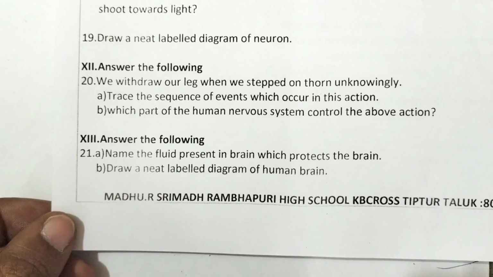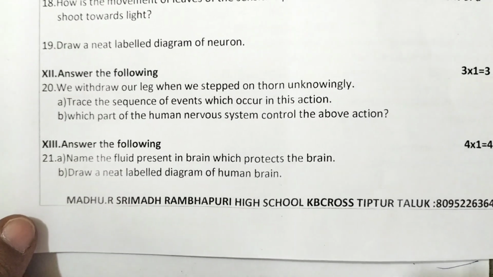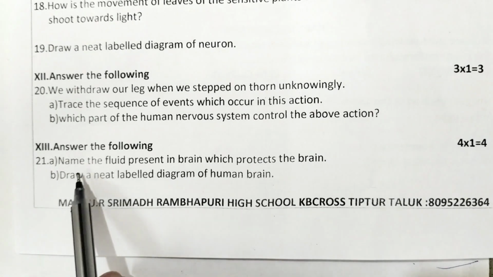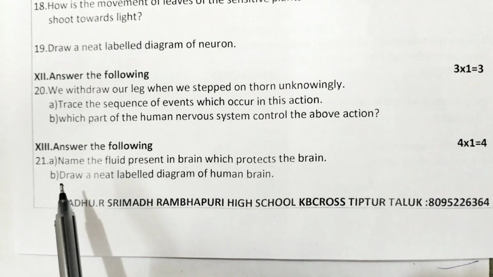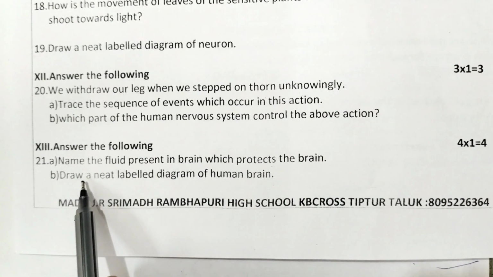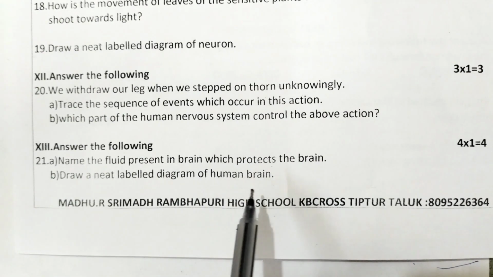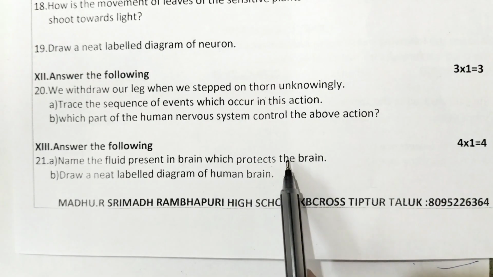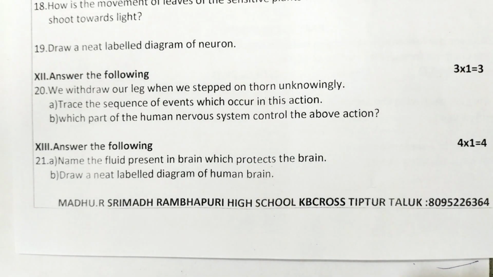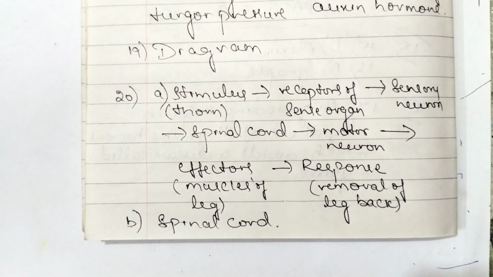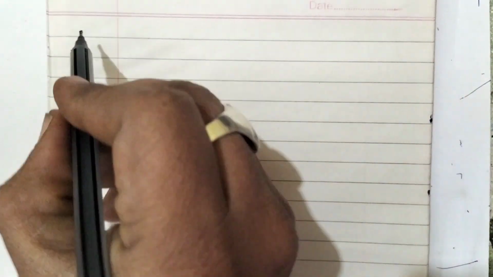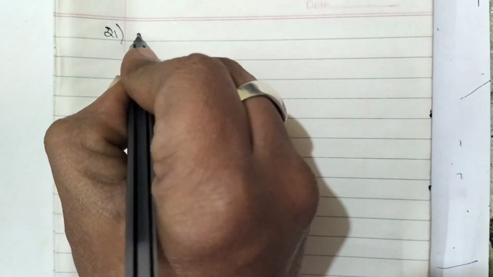Now let us move to the 21st question. The 21st question is, name the fluid present in the brain which protects the brain. That is a 1 mark question. And another question is, draw a neat labelled diagram of the human brain. This is 1 mark and this diagram is for 3 marks. So let us answer which fluid is present in the human brain that protects the brain. This is 21st A.